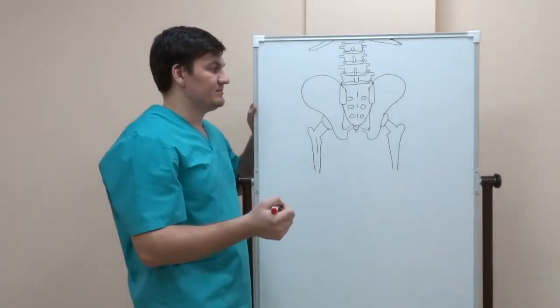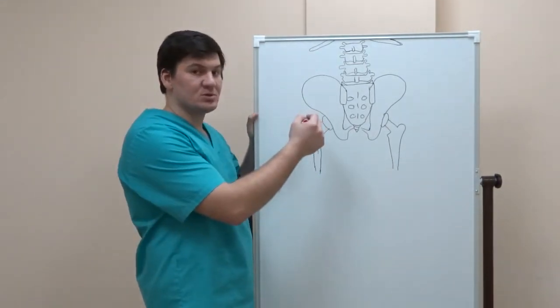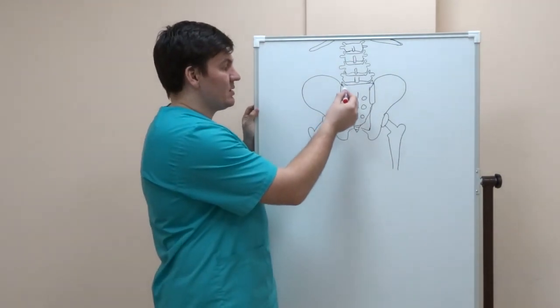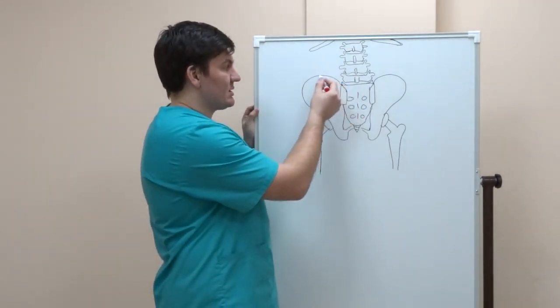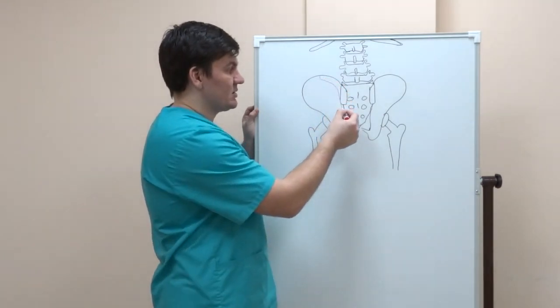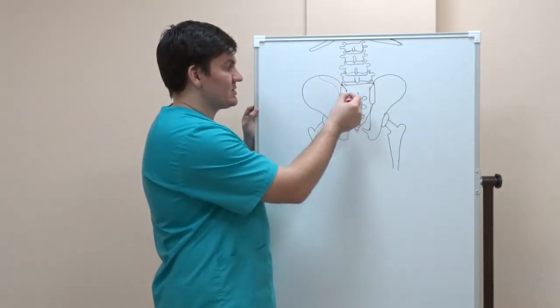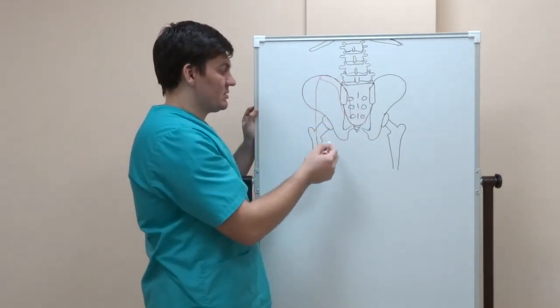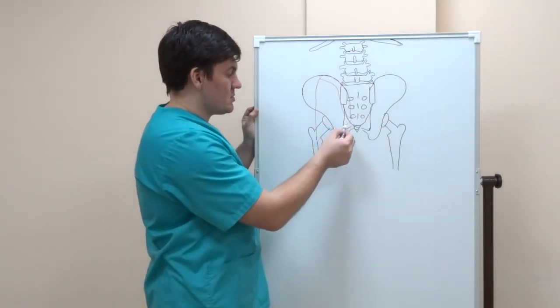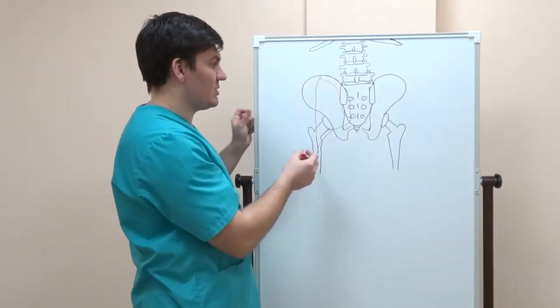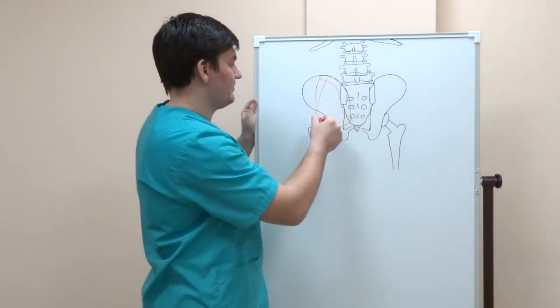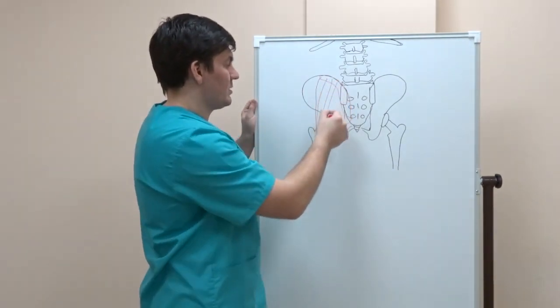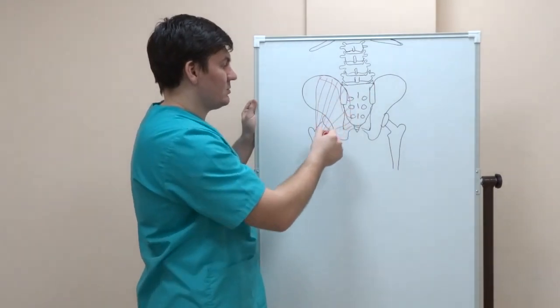This function is based on its origin and insertion. It originates from the iliac bone and the sacrum. This is its starting point, and it attaches to the rough surface of the femur. What a powerful muscle!